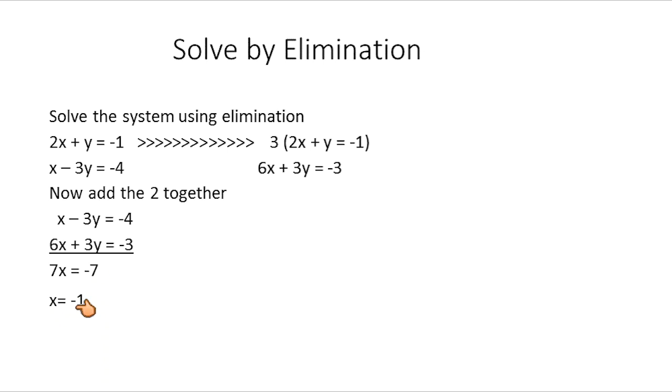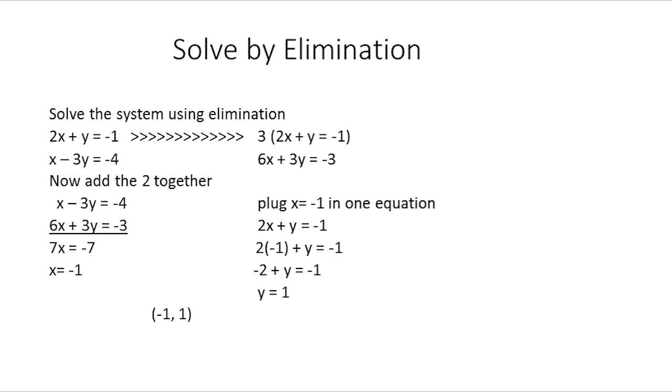So keep in mind, once you find one variable, you go back to one of the two, or even this one, it doesn't matter, and plug in the negative 1 for x to solve for y. I just like to stick with the first equation. Going to the first equation, plugging in negative 1 for x. We get negative 2 plus y equals negative 1. Add 2 to both sides. Then we're left with y equals 1. So remember, like I said, you want to get used to writing your answers as a point.